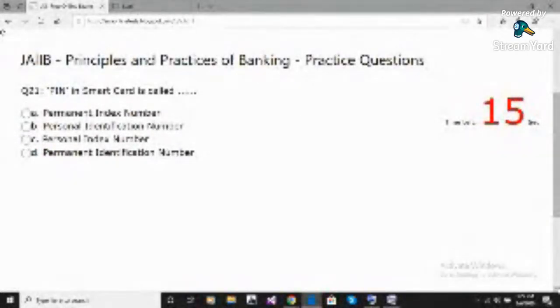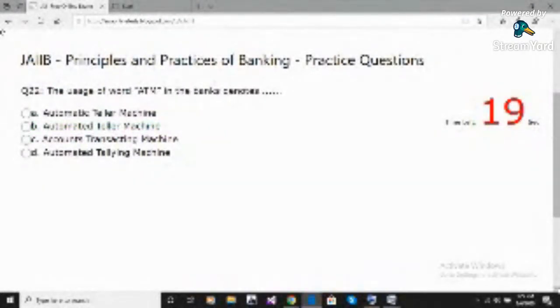Question 21. PIN in smart card is called? Option A. Permanent index number. Option B. Personal identification number. Option C. Personal index number. Option D. Permanent identification number. Answer B. Personal identification number.